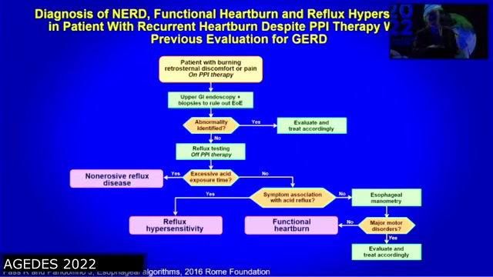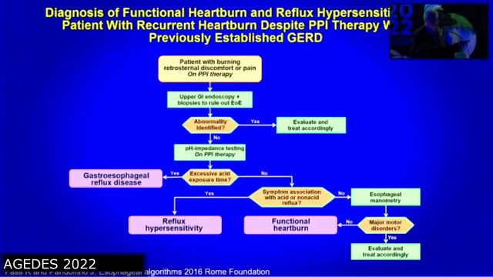The patient has non-erosive reflux disease. If they don't, then you look at symptom association. But before you conclude anything, you have to do esophageal manometry to rule out major esophageal motor disorder. Now, if you rule that out and the patient does have an association between their symptoms and reflux events despite normal endoscopy and normal pH, you have your reflux hypersensitivity patient. If they don't, then you have your functional heartburn patient.